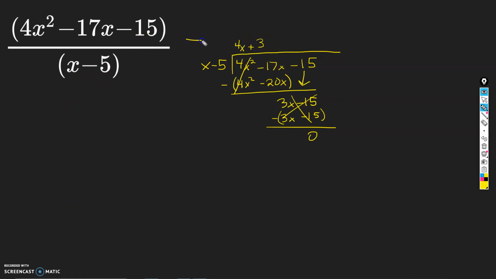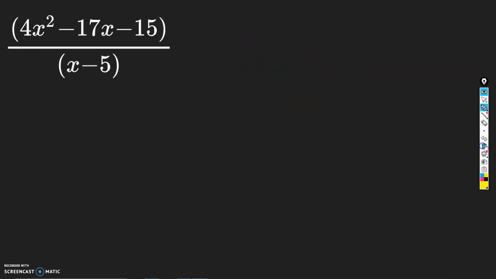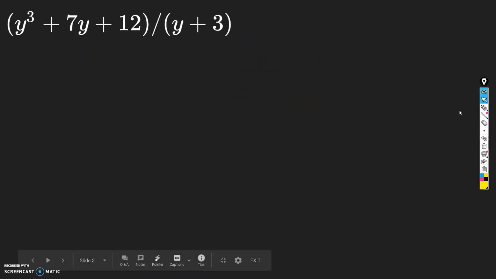So this equals this. And whenever you have a remainder of 0, that means 4x plus 3 is a factor, and it means x minus 5 is a factor. In other words, that guy would factor into this guy times this guy. That's what happens when you have a remainder 0. Those are factors. Okay, let's see another example.